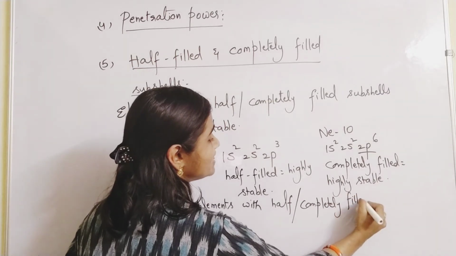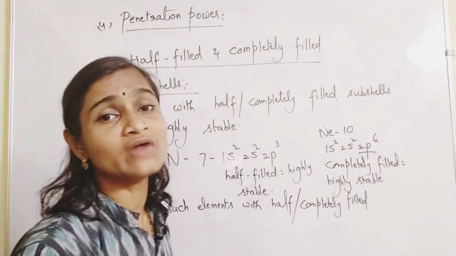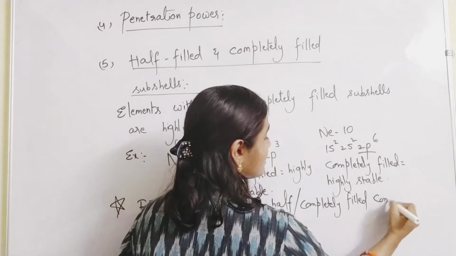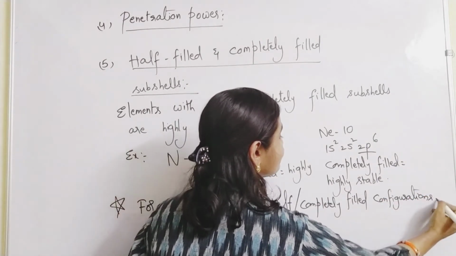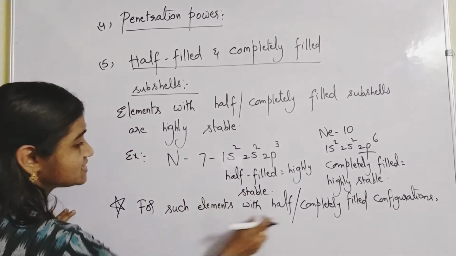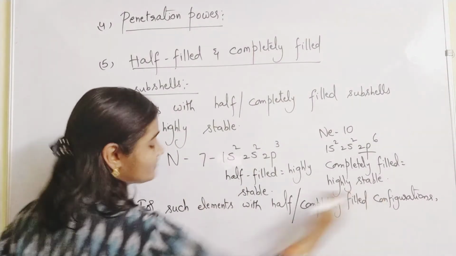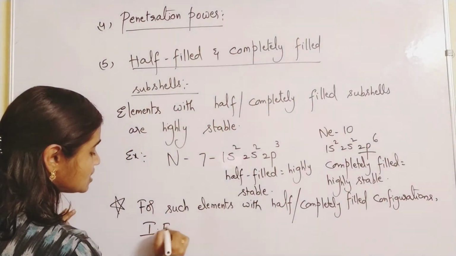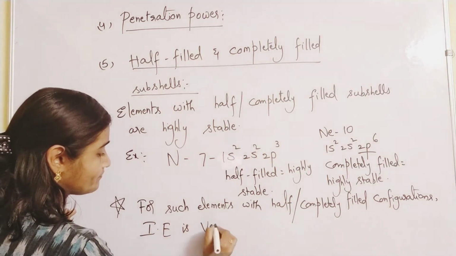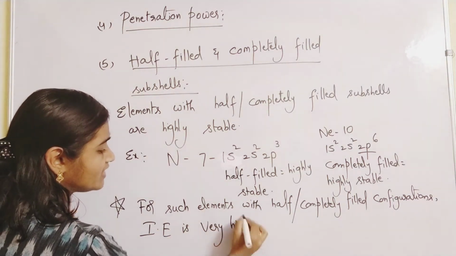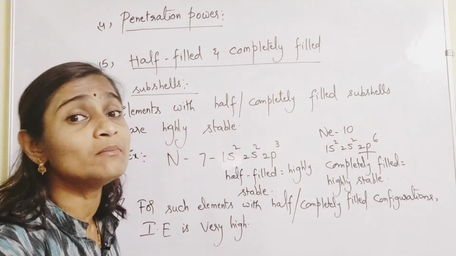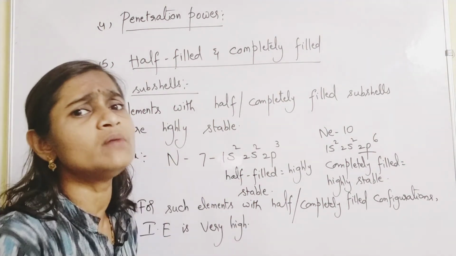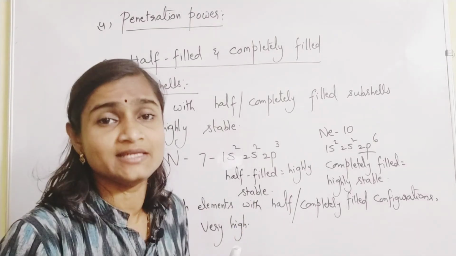Now, elements with completely filled or half-filled configurations have a very high ionization energy. Isn't it? You need to supply very high ionization energy, otherwise the electron cannot come out of it. It doesn't want to come out only because it has already acquired stability.